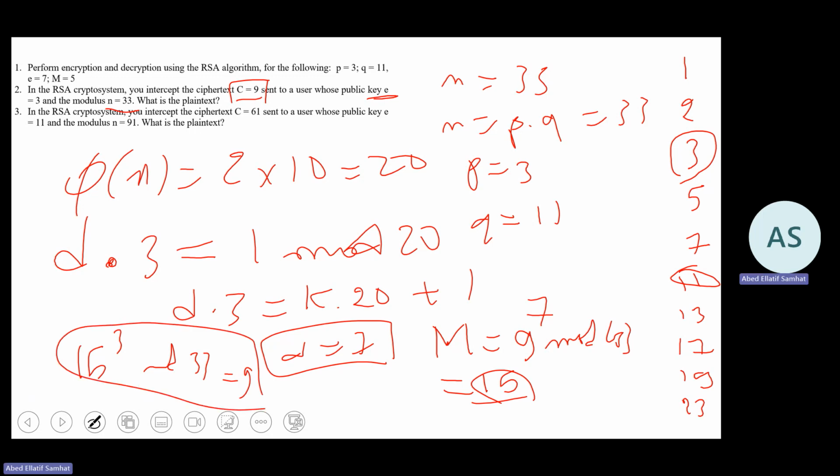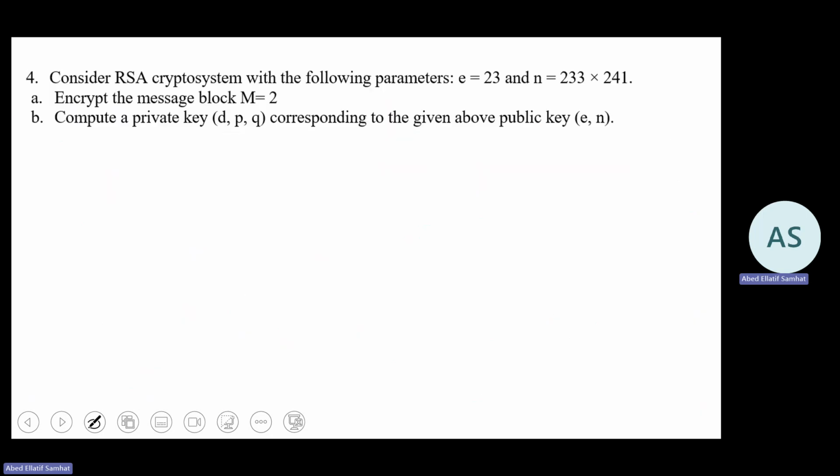Because we did two examples, I want to ask you to do the third exercise by yourself. You intercept a ciphertext C equal to 61, and you have a public key E equal to 11 and N equal to 91. Try to do the factoring and see what P and Q could be, and how you can deduce the private key and decrypt the ciphertext. Okay, so let's move to exercise 4.